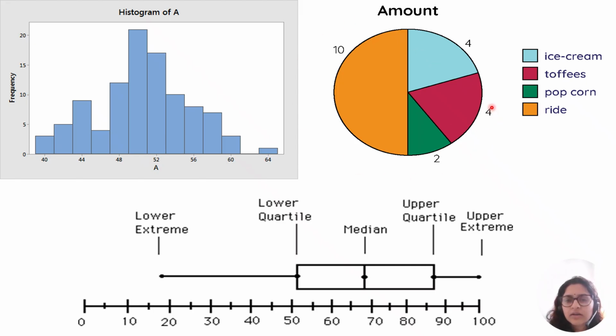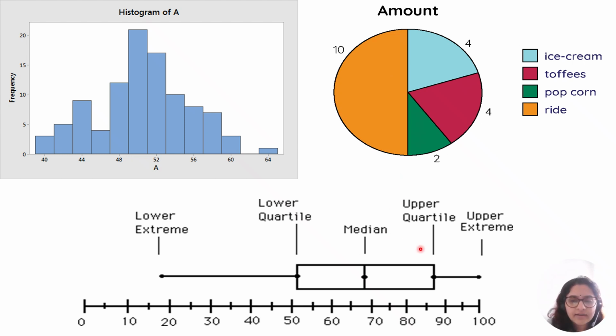Then children who like popcorn is this green part, and children who ride various rides is the orange part. So this whole is divided into various parts.